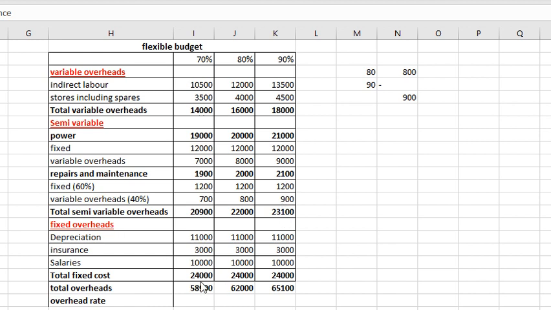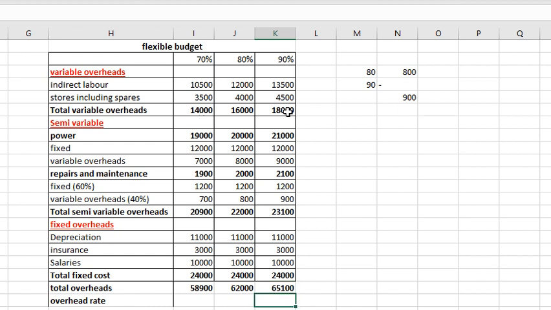Then for fixed overheads, the total for 70%, 80% and 90% will remain the same, which is 24,000. So now we have added up the total for all the capacities. Variable overheads plus semi-variable overheads plus total fixed overheads will give us 58,900. The same thing is added up for 80%: total variable overheads, total semi-variable overheads and total fixed cost, which gives us 62,000. Then for 90% also, total variable overheads, then total semi-variable overheads, which is 23,100, then total fixed overheads, which is 24,000, which gives us 65,100.